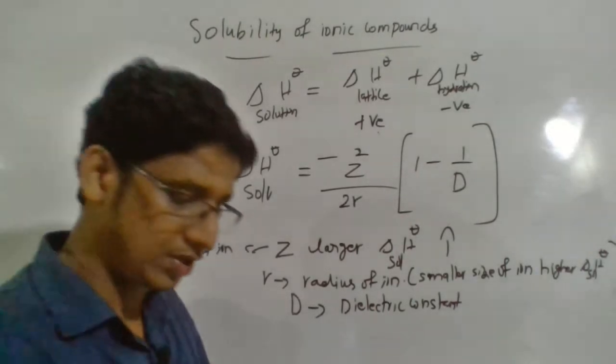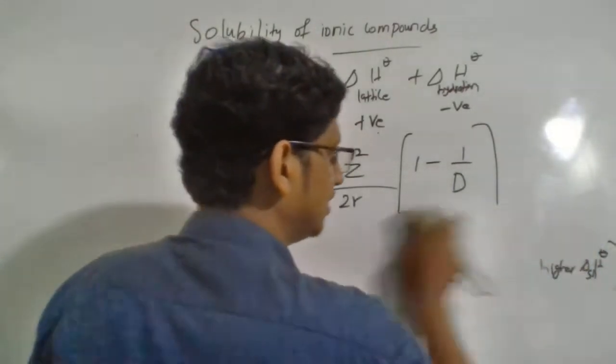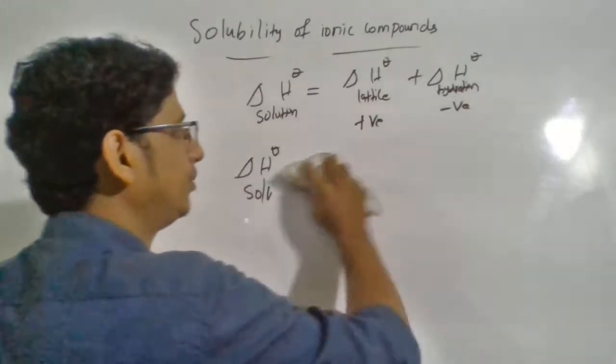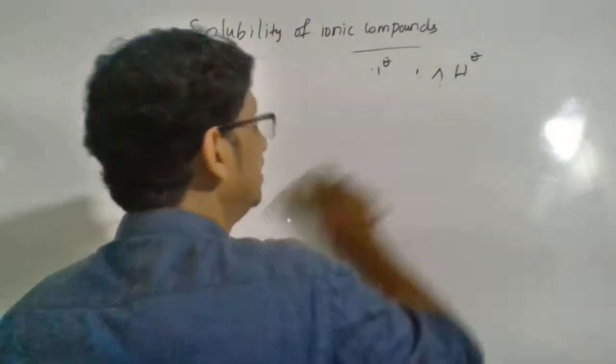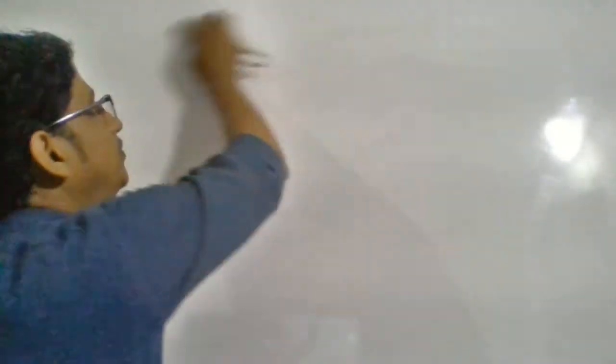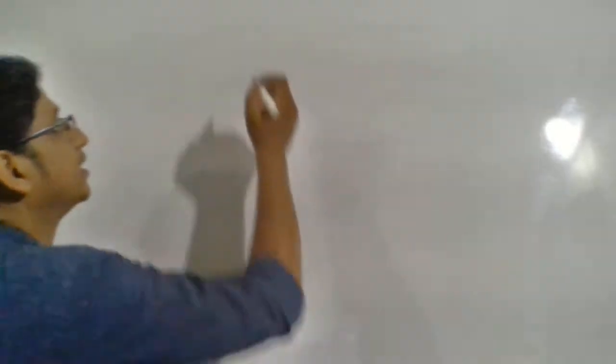So that's all about dissolution of an ionic compound in a solvent. Remember, water is one of the universal solvents. So always you can relate with respect to water because it's such a good solvent. So let us discuss the next part, Born-Haber cycle and its application in determining lattice enthalpy.